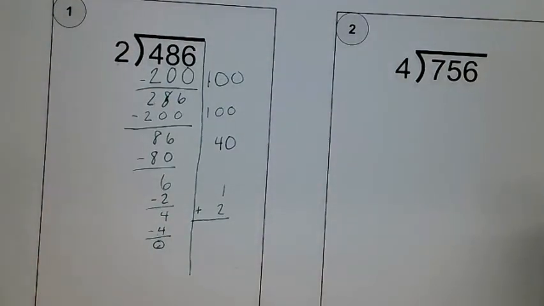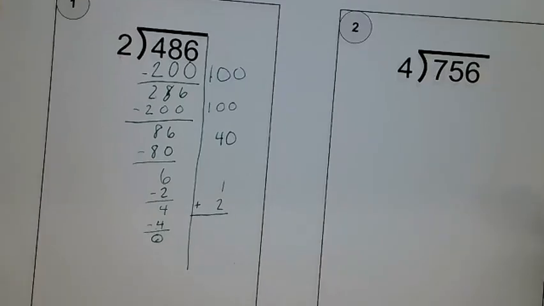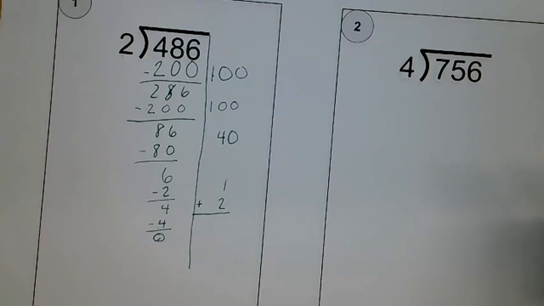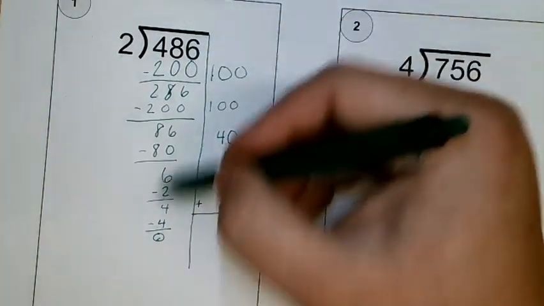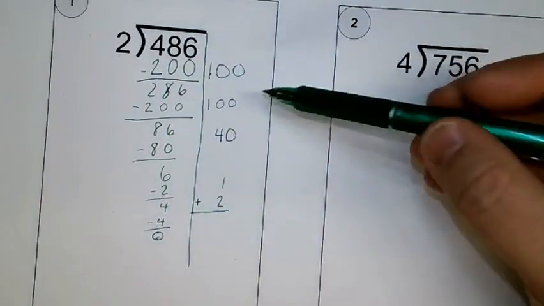We can keep going, keep going, keep going. And as long as we keep track of our place values, then we're okay. The final step is to add up everything that was on the outside. We don't add up what's in here.